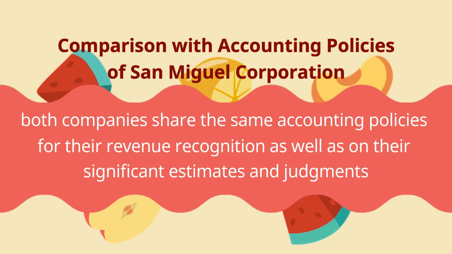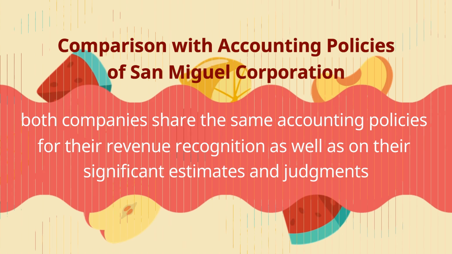And upon careful observations of the financial statements of URC and SMFB, the group found that both companies share the same accounting policies for the revenue recognition as well as on their significant estimates and judgments. Hence, the accounting policies of URC are on par with the industry standards. This is, however, expected by the group due to the strict compliance of URC to the Philippine Financial Reporting Standards.